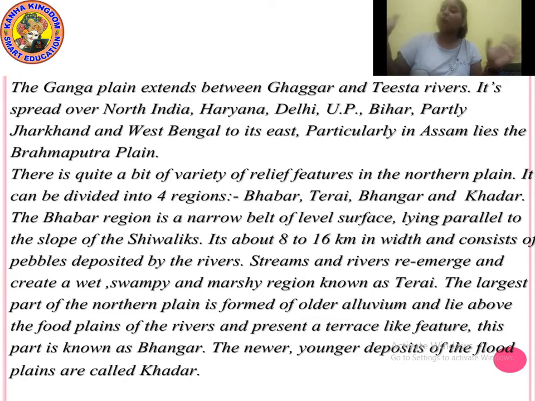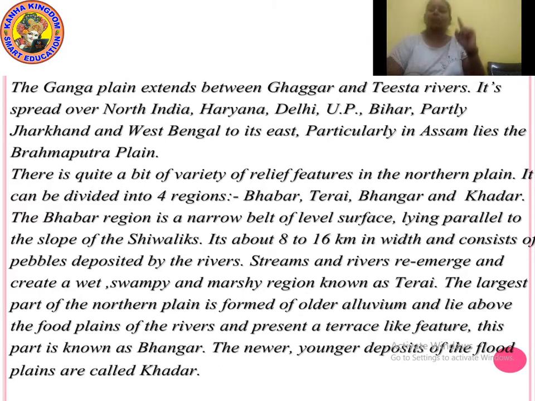Now, the largest part of the northern plains, which is formed of older alluvium and lying above the floodplains of the rivers, has a terrace-like feature. It is known as Bhangar. And the newer and younger deposits of the floodplains are known as Khadar. Now, did you get the difference between the Bhabar, Terai, Bhangar and Khadar?